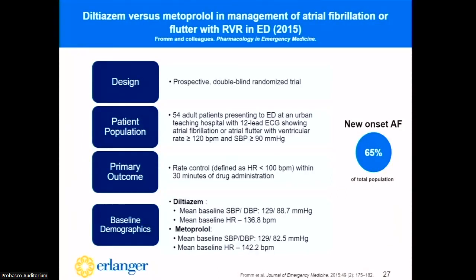So our first study was published in 2015 by Fromm and colleagues, and they were specifically looking at IV diltiazem versus metoprolol for AFib RVR in the ED. So this was a prospective double-blind randomized trial.